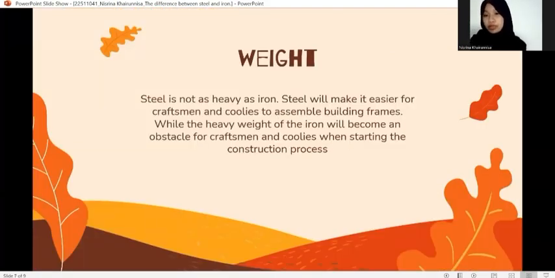Fourth, in the field of weight, steel is not as heavy as iron. The advantage of steel is also very profitable, because it will make it easier for craftsmen and colliers to assemble the building framework. On the other hand, the greater weight of iron becomes a problem for craftsmen and colliers when starting the construction process.